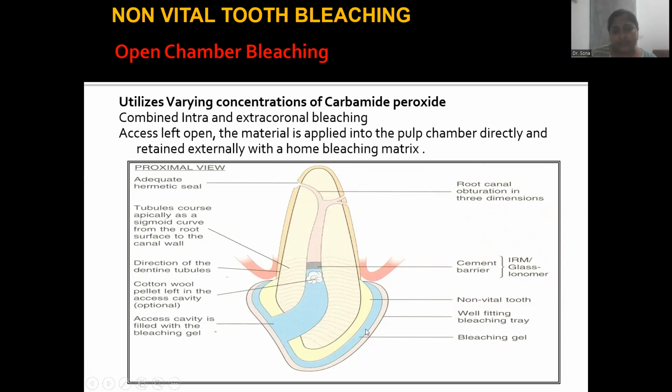Then make a custom made tray for the patient. Once they go back home, they can fill the tray with bleaching material and apply it onto the tooth. The bleaching material will go even inside the access cavity, so it will have an effect from inside the tooth as well as the outside labial and lingual surfaces. In this case, we have to choose a bleaching agent which has lesser concentration and is less harmful to the surrounding mucosa, preferably carbamide peroxide of 10 to 15%.